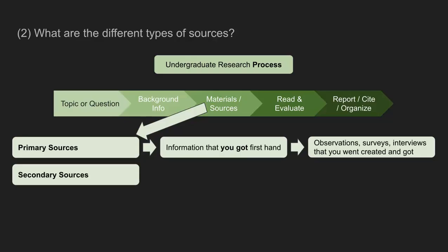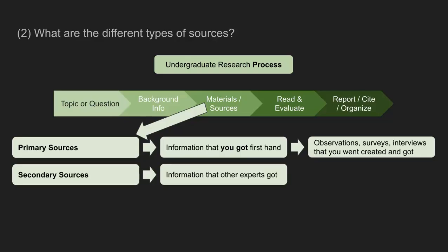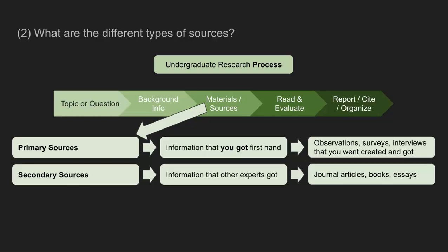The second one, obviously, secondary sources. Secondary sources are information that other experts got. So it wasn't you. You would be the expert if you were doing primary sources, and then you write it up. Secondary sources are information that other people went and did, right? And those could be in journal articles, books, essays, critical essays. So a lot of the material that we're going to look at when we're in the undergraduate research process is going to be secondary sources. It's not stuff that we gathered, but what other people did.